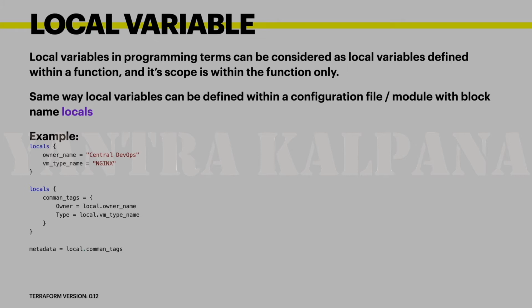An example is given here. Inside the locals, I have defined the owner name or VM type name, and in other locals which I have defined inside that block, I have used the local which is defined first. And when we use it, we use local dot, not locals. Just be careful. Use local dot, the variable name. And when we use it inside the config file, in the same way we use local dot, the variable name which we want to use. That's it, guys, about the lecture. Let's jump into the exercises.